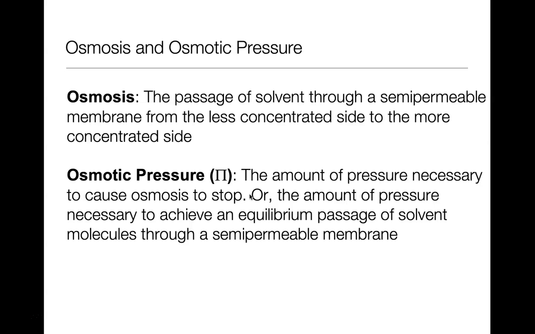Like, your cells can be, in certain situations, semi-permeable, where water and other nutrients can passively diffuse through the membrane. So when you have this semi-permeable membrane and two solutions in contact through it, what arises is something called osmotic pressure, which we represent with the Greek letter capital pi, right? So it looks like little lowercase pi, 3.14. This is capital pi. It's the amount of pressure necessary to cause the osmosis to stop, or the amount of pressure necessary to achieve equilibrium passage of solvent molecules through a semi-permeable membrane.